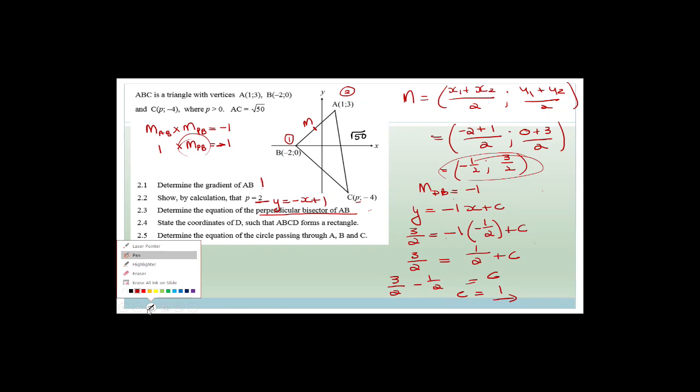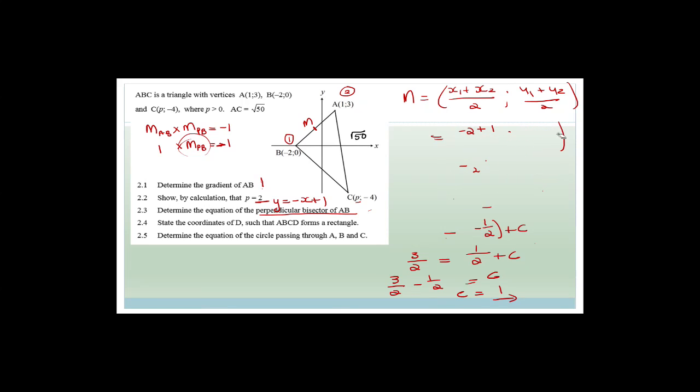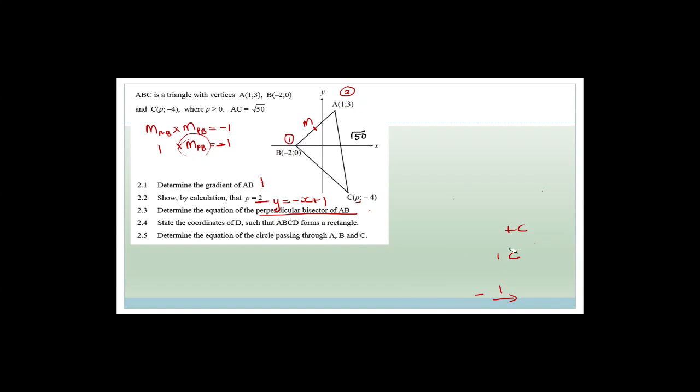Right, now I need to erase all my writing again. So you can see with the coordinate geometry, whatever you're going to call it, analytical geometry, that as long as you know which equations to use and the rules, then this is actually a very easy section. You just have to know those sections and those rules. But now it says, state the coordinates of D such that A, B, C, D form a rectangle.